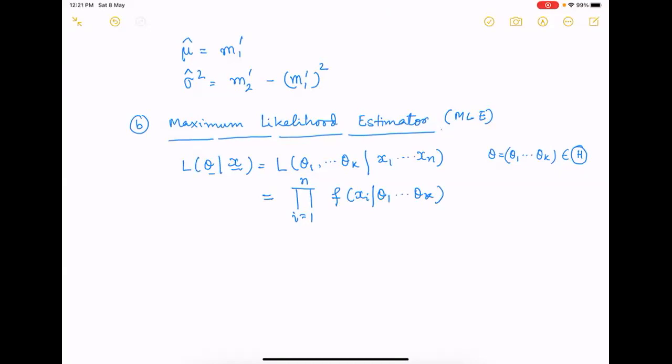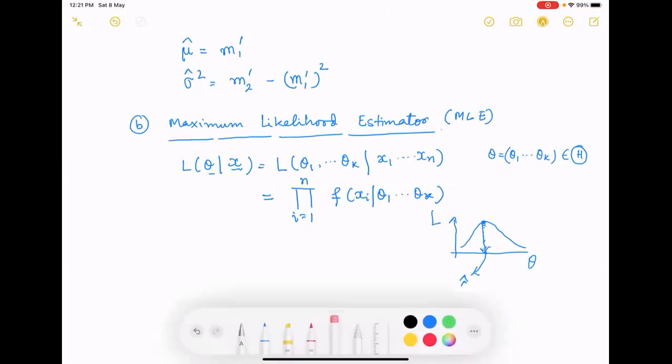Now, what is the maximum likelihood estimator? If you're in one dimension and this is your likelihood function, naturally, where your likelihood is maximum, you project it down here. So this is the parameter which you would like to estimate as your MLE. Theta hat is your MLE. So this is the idea.